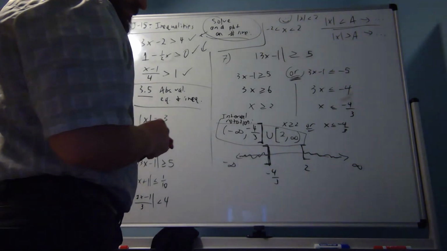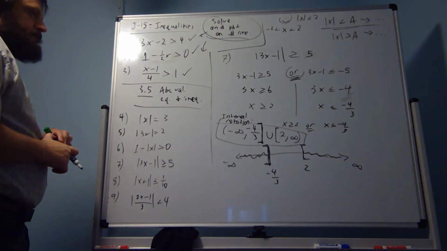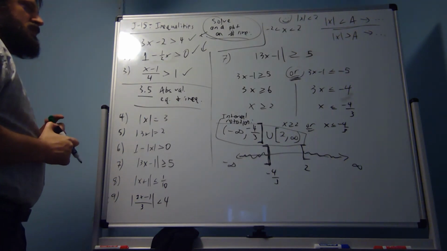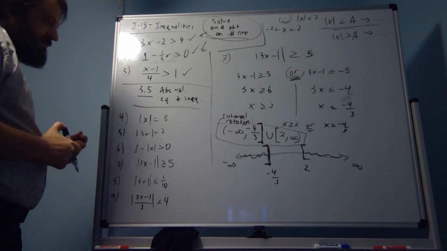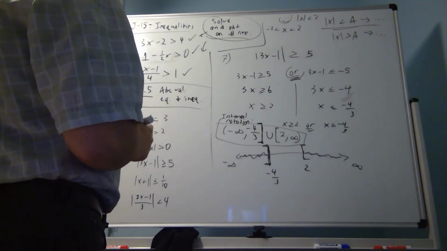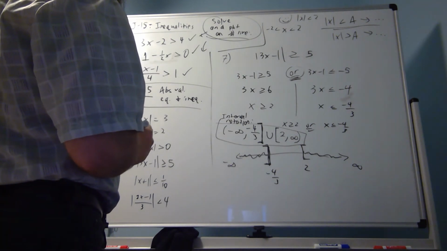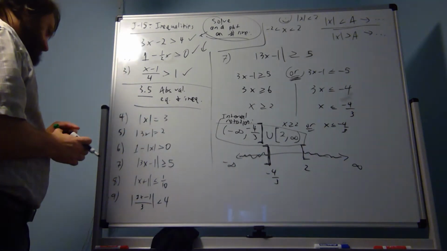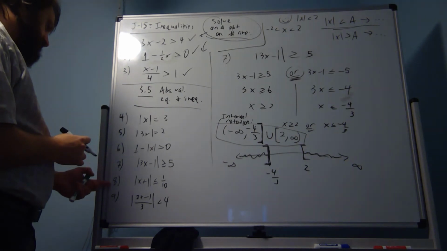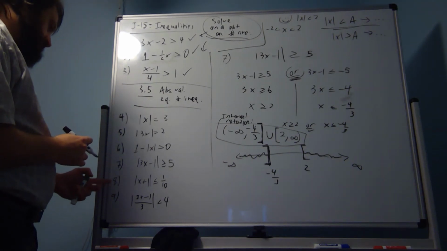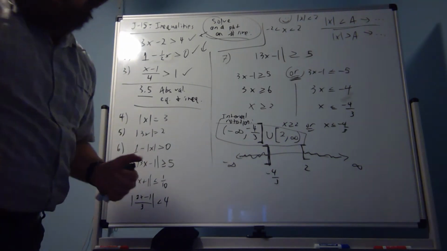Okay, so that's kind of it for that one. Let's see, was there anything else? No, let's just keep going. Okay, so that was number 7. 8 and 9 should be a little bit faster now.